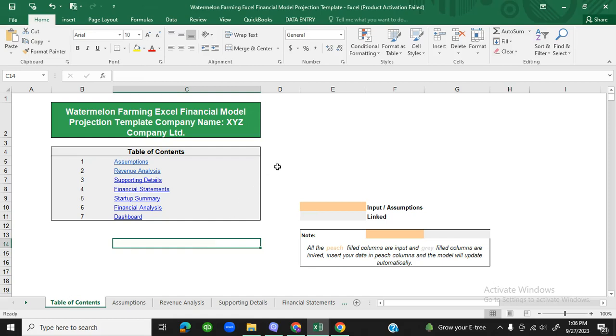Hi, today we are going to examine watermelon farming Excel financial model. In order to examine this model, we are going to go through 7 different sheets. Please note that these peach cells represent input or assumption cells and the gray cells represent linked cells. Starting off with the assumptions sheet.